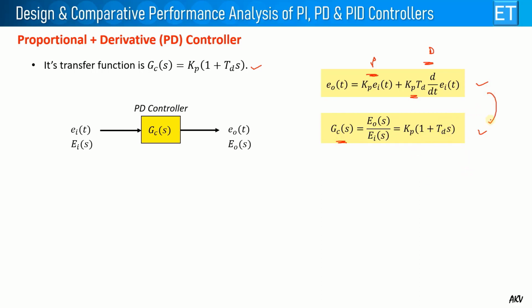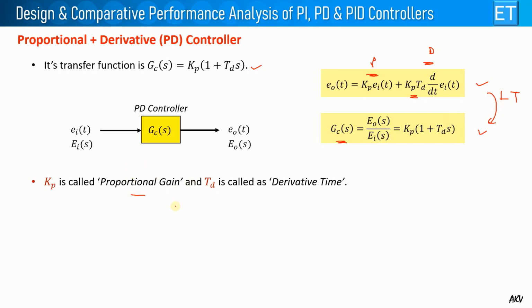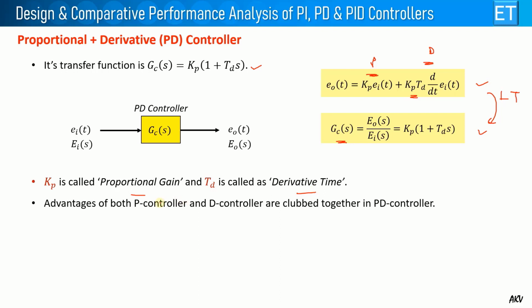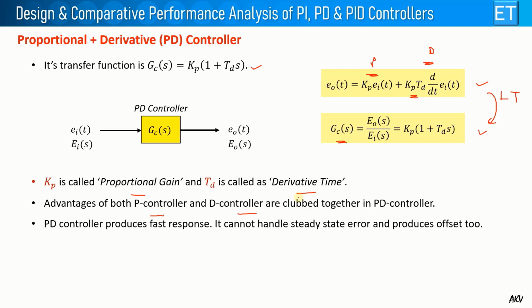It is simply that you are getting this equation by taking a Laplace transform of this equation. Here Kp is obviously the proportional gain, and TD is known as the derivative time. The advantages of both the P controller and the D controller we are getting here.